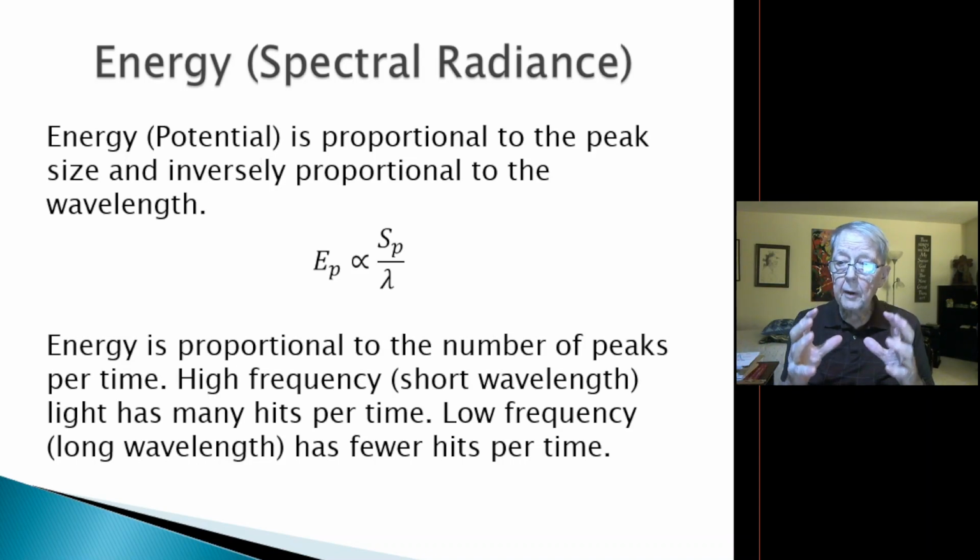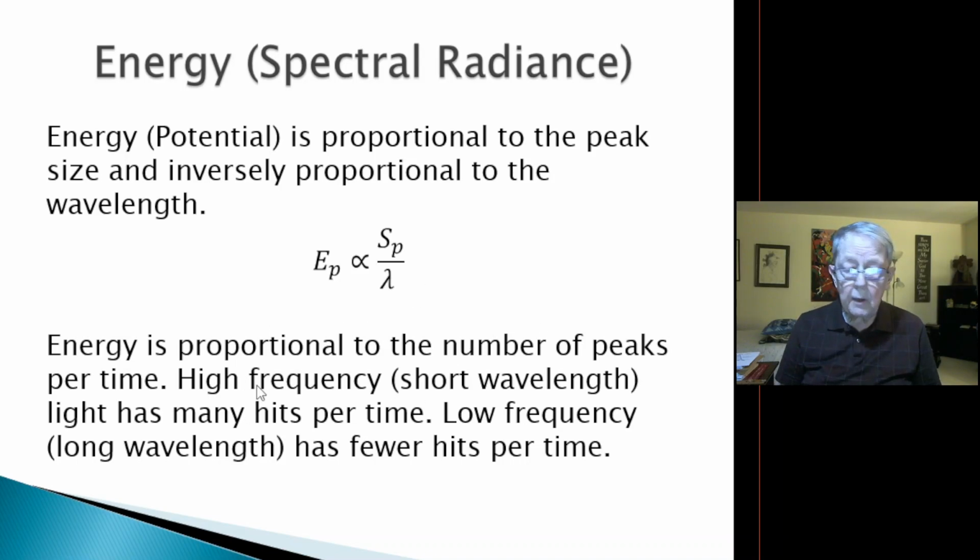But I have a peak that has G1, it has G2 mass, and it's moving at a velocity. And when that peak is large, it has a potential energy of a large quantity. If it's small, then it has a smaller one. So the potential energy is proportional to the size of the peak, and inversely proportional to the wavelength.